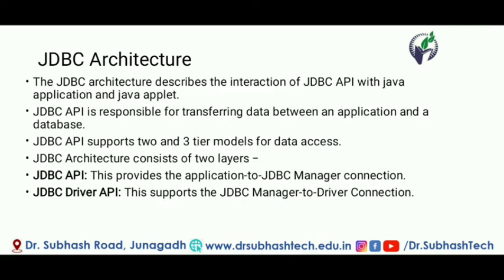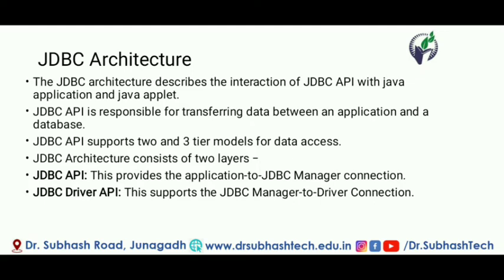Now let's see what the JDBC architecture is and how it works. JDBC architecture describes the interaction of the JDBC API with a Java application and a Java applet. You can connect your applet application, or any web application or Java application, with the database through the JDBC API. The JDBC API is responsible for transferring data between an application and a database, so it works as a middleware or interface from the application to the database.